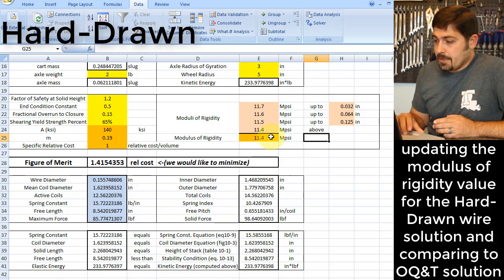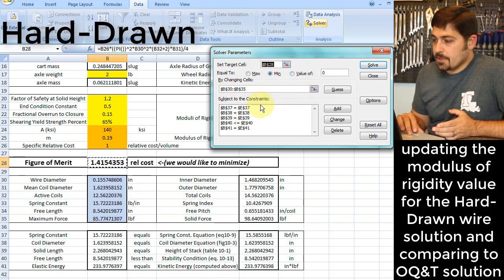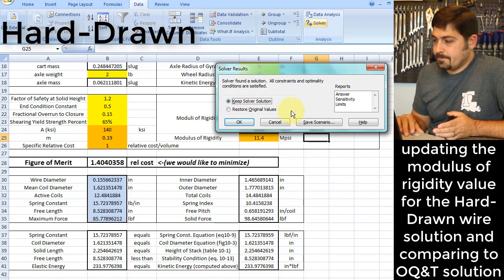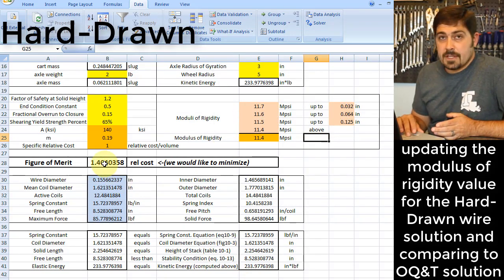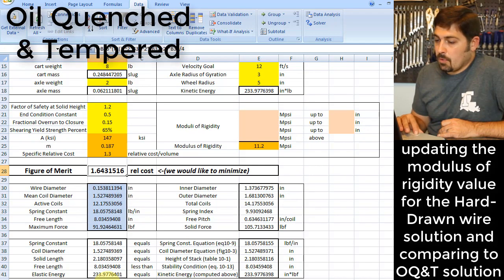Okay, and run it again, because if I don't run it again, it won't update these values. If I go back to the solver, everything should still be set up in there the way it should be, and you hit solve, and it actually makes it even a little bit more cost effective by dropping that value down just a little bit. Although you will notice we don't have quite as much difference now for mean coil diameter between this solution and the oil quenched and tempered solution that I have here. As a matter of fact, it looks like this one may, yeah, it is still more compact.